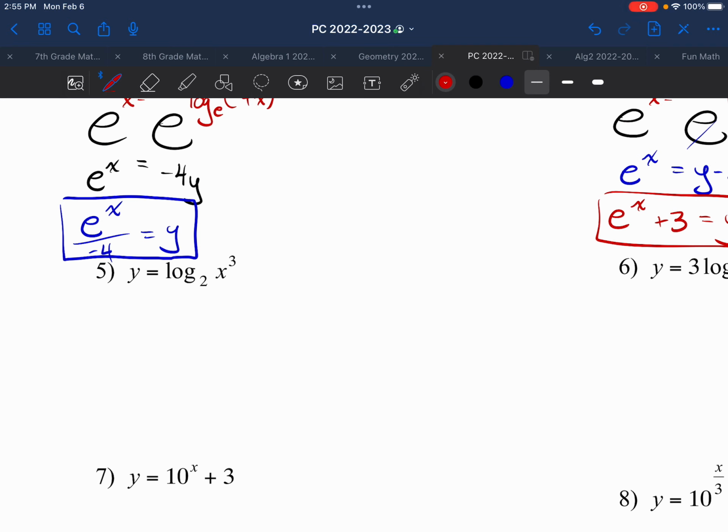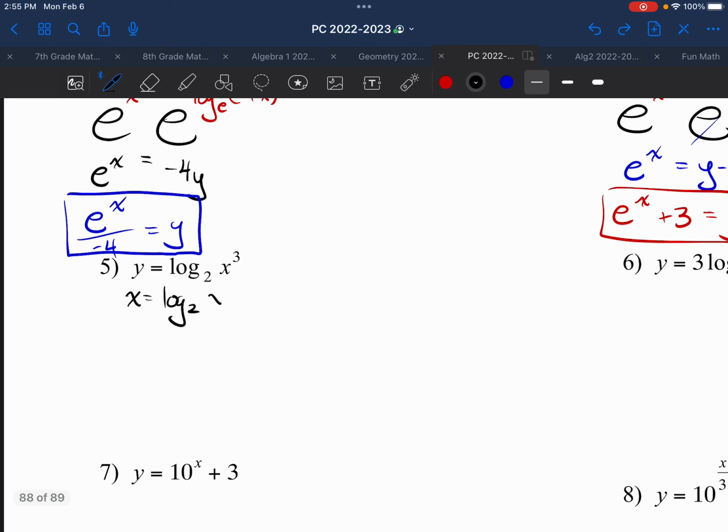What about for number 5? Now I'm starting with a logarithm, and I need to somehow get rid of that logarithm. Well, okay, first of all, it's an inverse. So let's switch x and y. So x is equal to log base 2 of x. I almost did it again. I'm going to catch my... You don't get extra credit for that one. I caught it too fast. Log base 2 of y to the power of 3. And technically, there's parentheses right there, but you don't really need them.